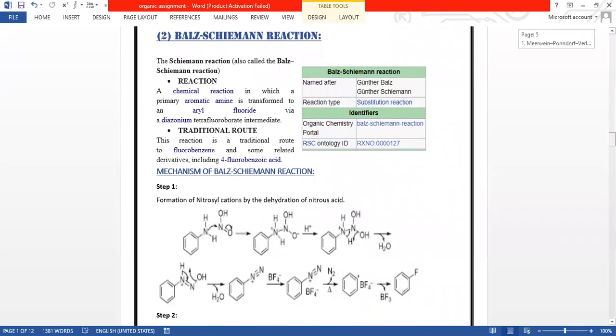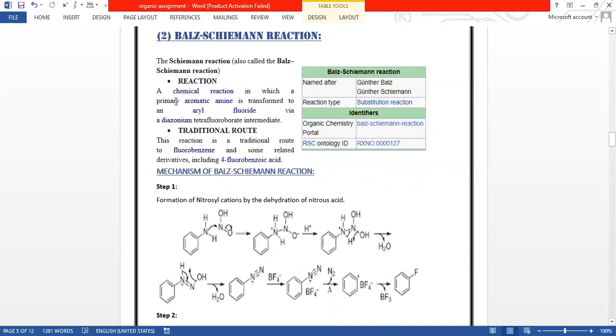So what is the Balz-Schiemann reaction? It was named after Gunther Balz, and this is a substitution reaction type. Its identifier is the Organic Chemistry Portal, Balz-Schiemann reaction. The Balz-Schiemann reaction is also known as the Schiemann reaction.